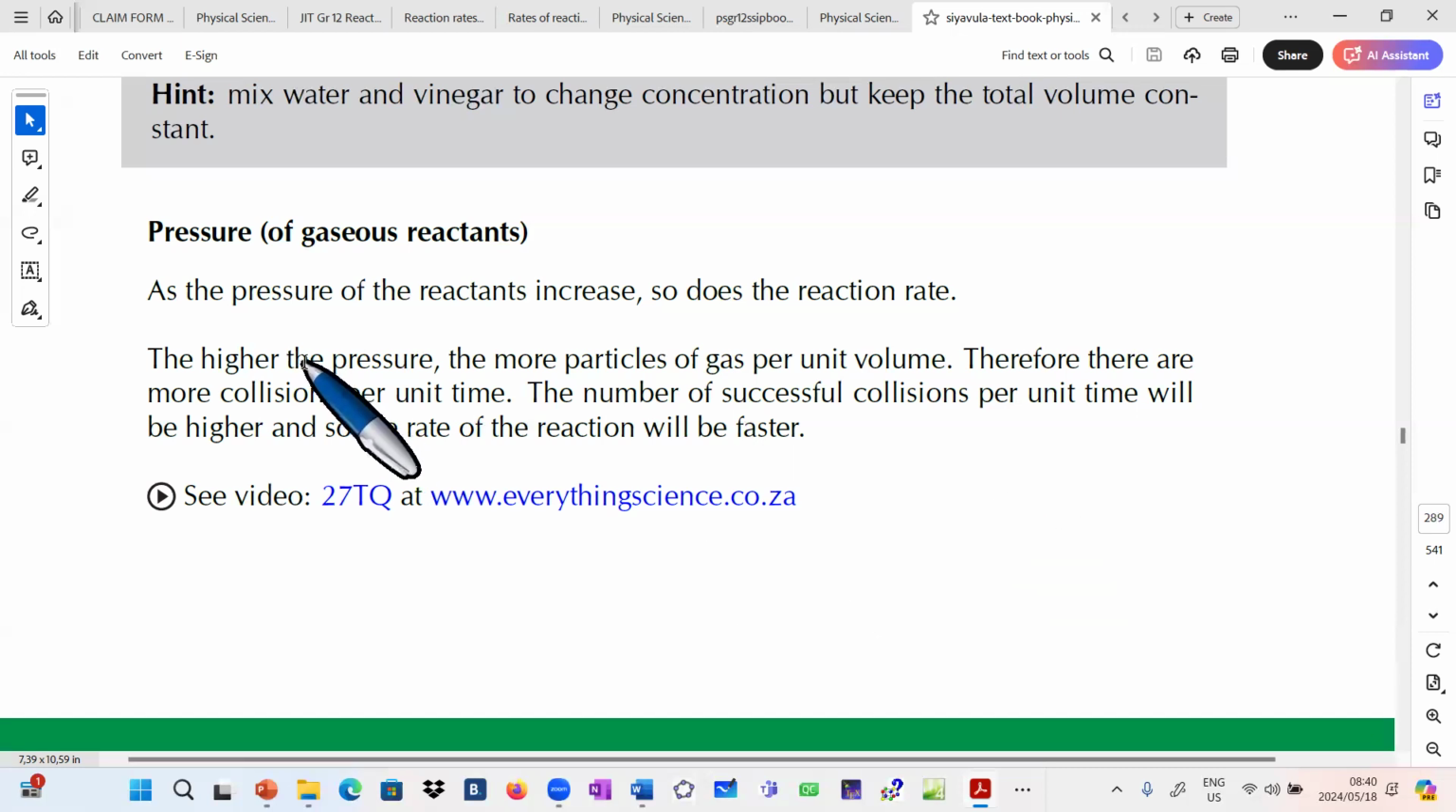As the pressure of the reactants increases, so does the reaction rate.